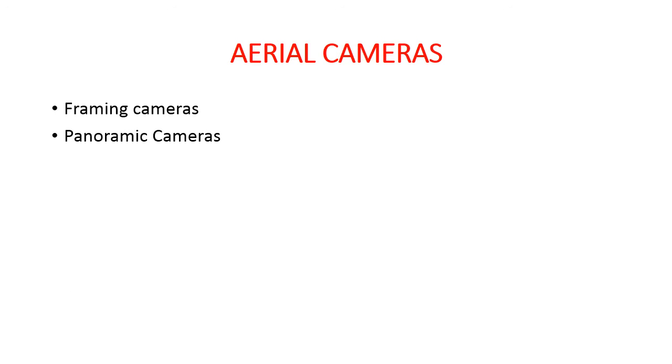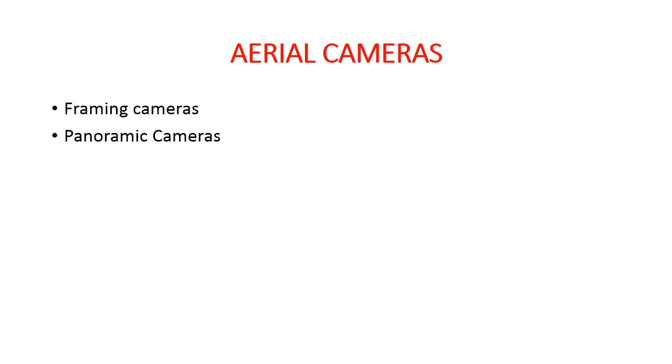Next type is panoramic cameras. The lens of the camera is not fixed in this camera, but it rotates from one side to the other side and the camera remains stationary. Because of considerable distortion, these cameras are not commonly used in aerial photography. Means this is not often used because of the distortion in the camera.